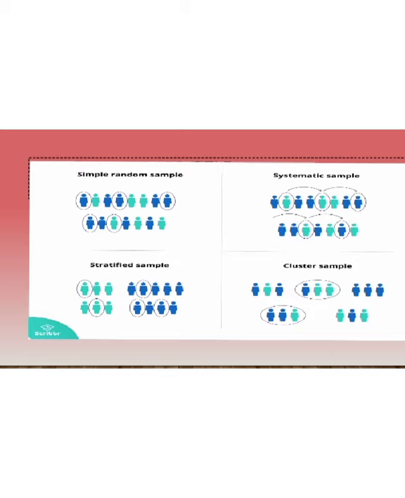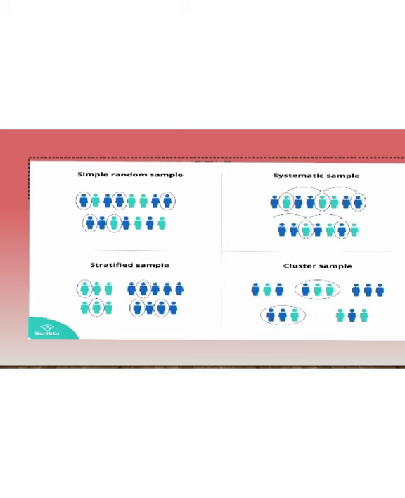Simple random sample, systematic sample, stratified sample, and cluster sample. Look at the picture. You will easily find out what the difference is. When you talk about simple random sampling, it means you have taken the people randomly. There is no discrimination of any kind, no differences, like choosing five people from five men and five women. You just take three or two or whatever it is.